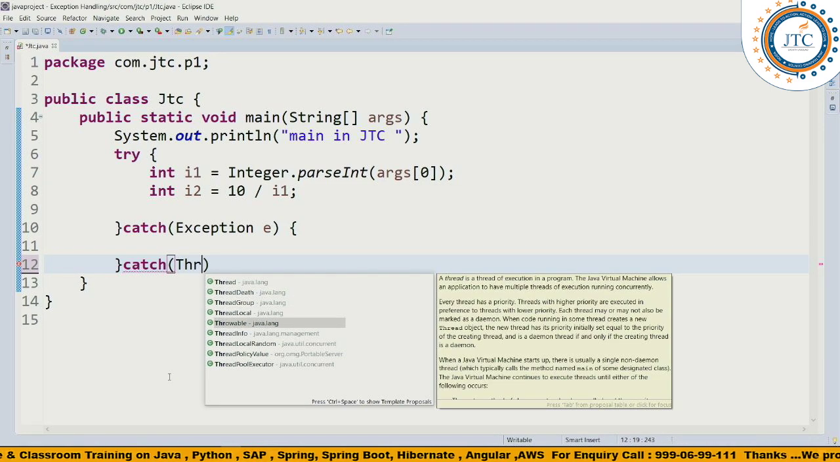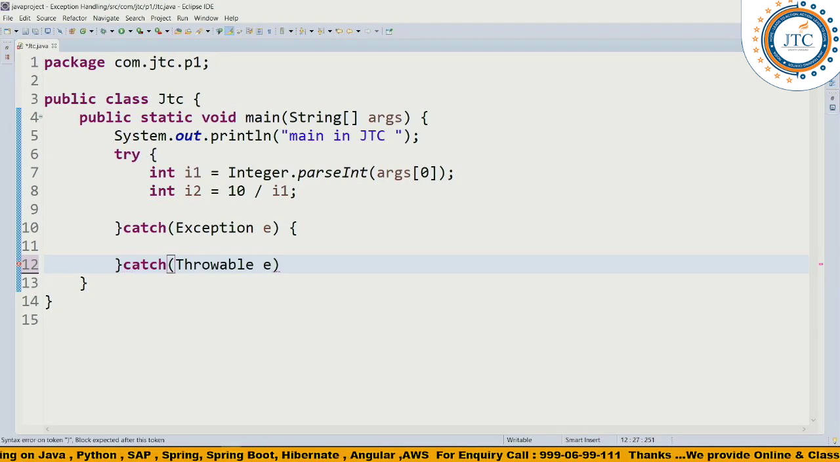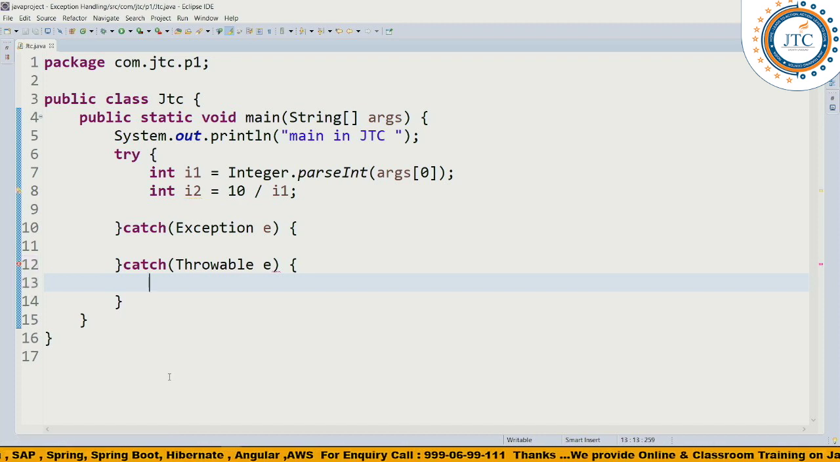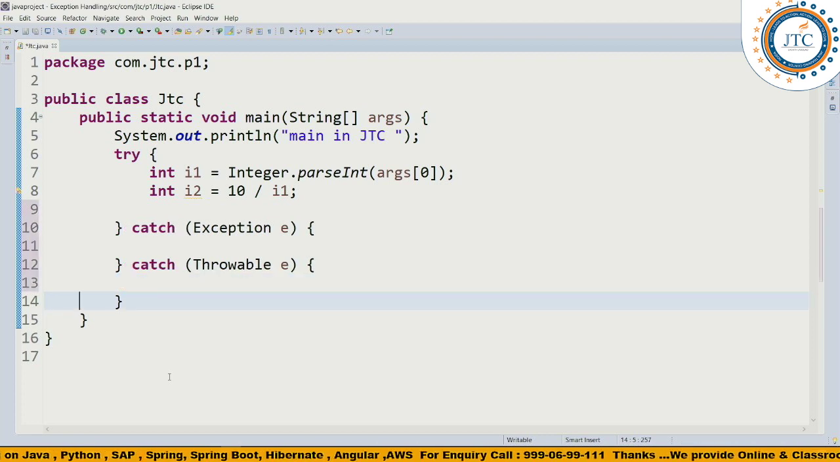Throwable. You can write this here, the throwable E. You can write like this. Why? Because Throwable is the superclass of Exception. So I hope you have a clear idea of what exactly I'm talking about. What is the main thing inside this, right? If any question is there, do write it in the comment box.